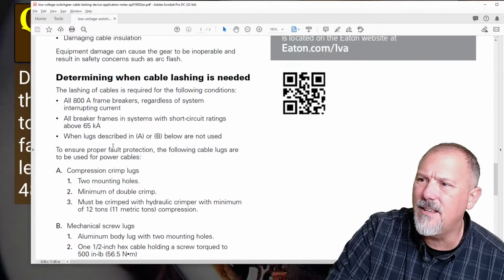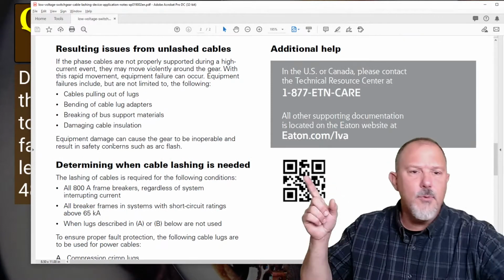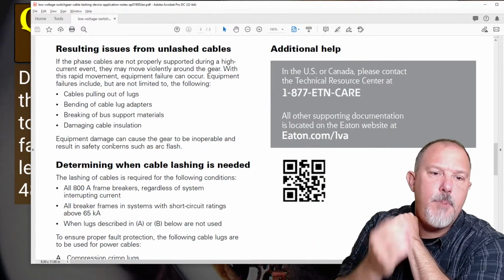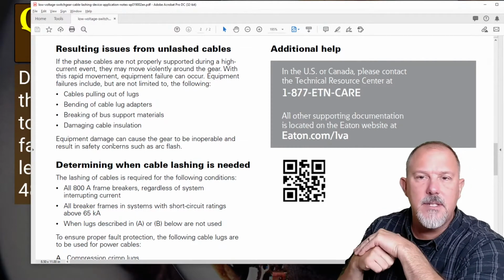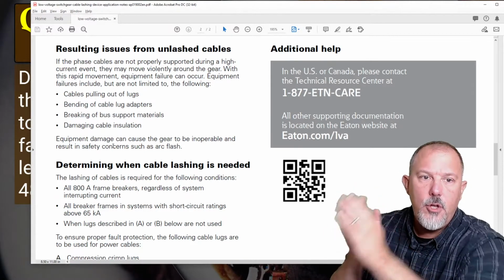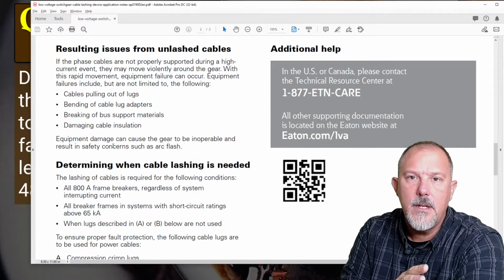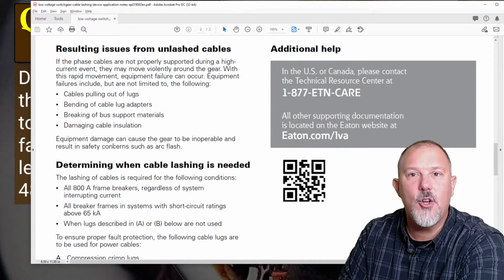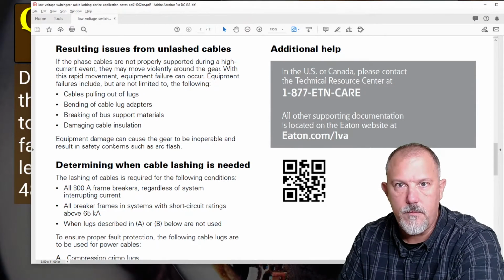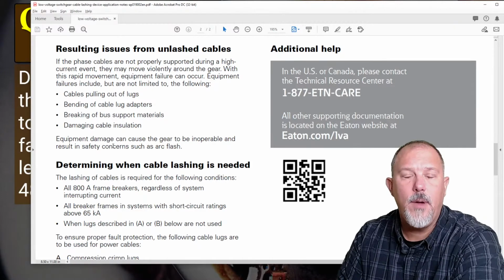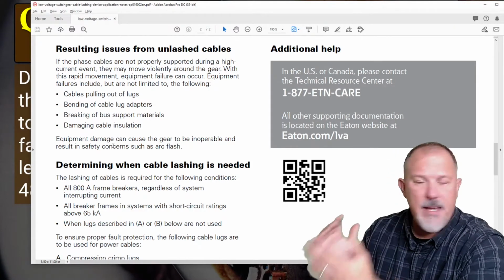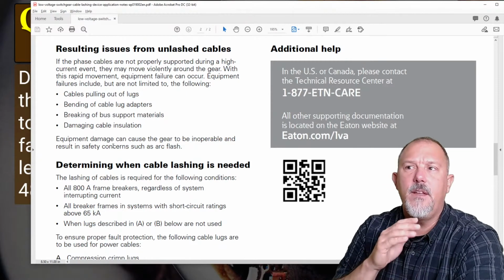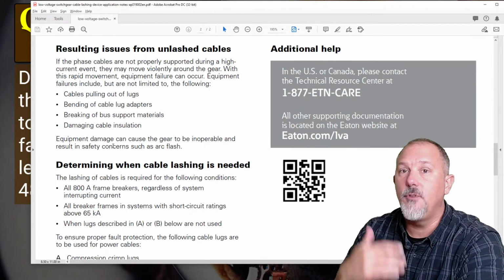I mean, look at the issues that you could have. Cables pulling out of lugs, bending of cable lug adapters, breaking of bus support materials, and damaging cable insulation. All of these you can visually see. So an inspection before re-energization is probably a good, healthy thing to do. If you have a fault in your power distribution system, it's a major event anyway. And if you let that much energy through, you're going to see it.